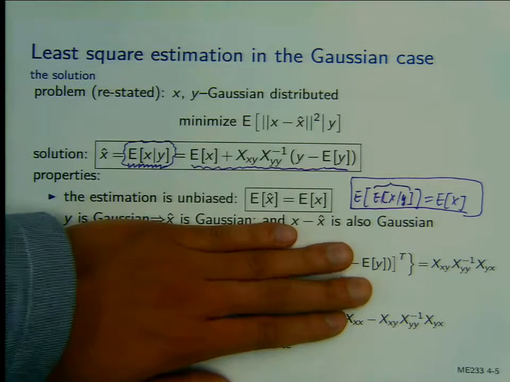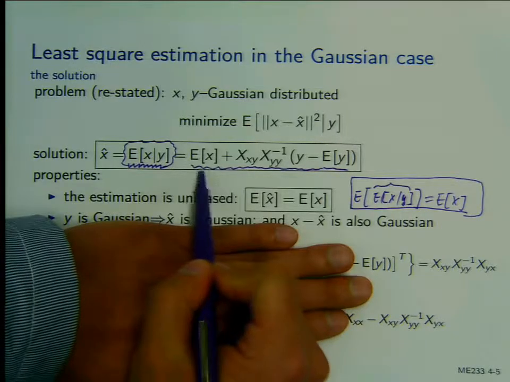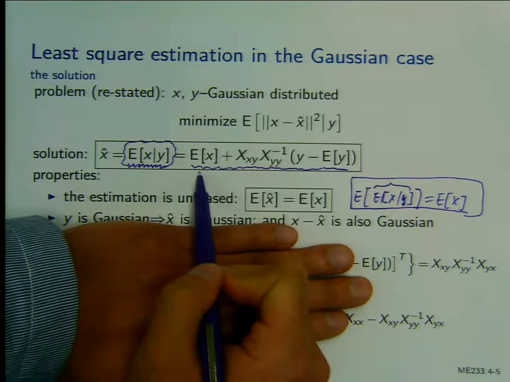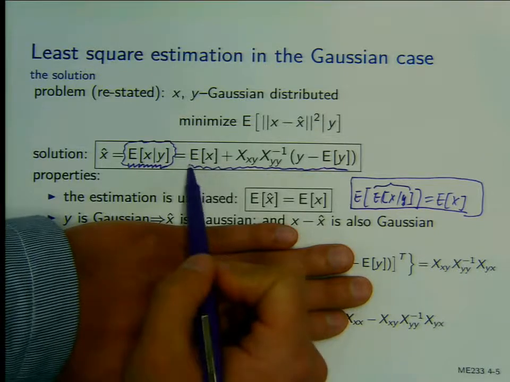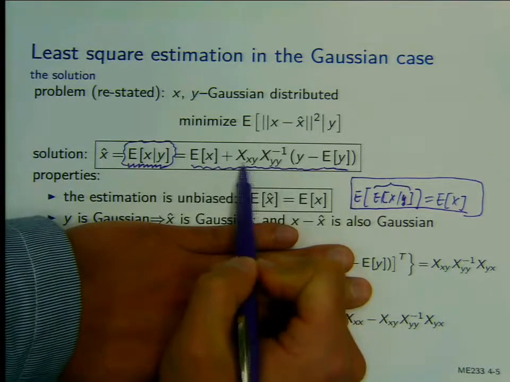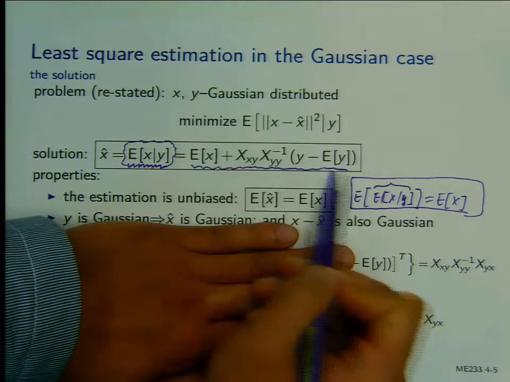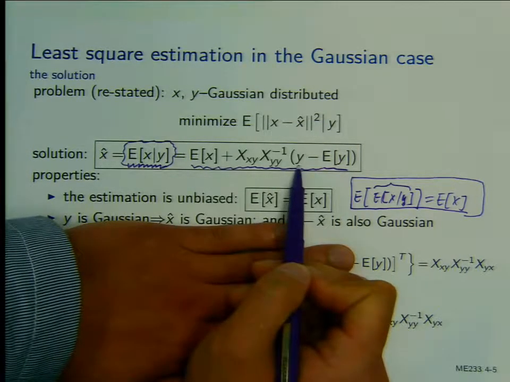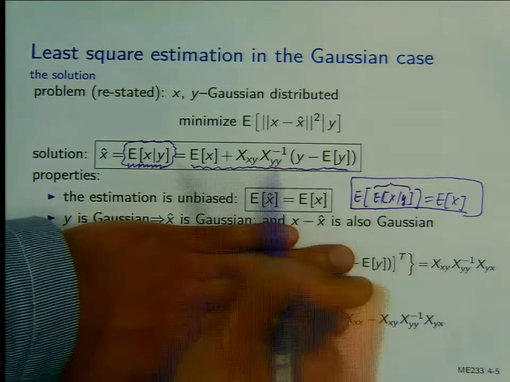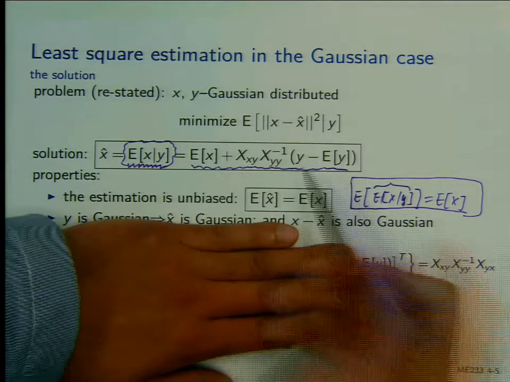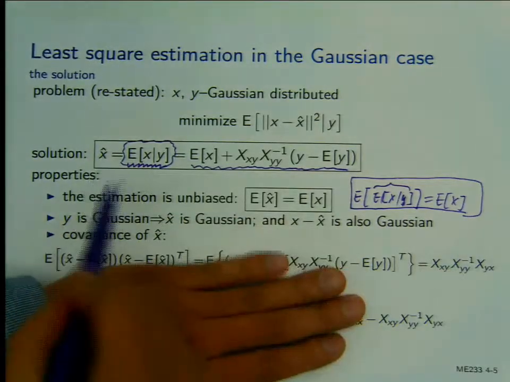But it is Gaussian. See, expectation of x, is this deterministic or random? It's a constant value, right? Also, in this case, these are just constant matrices. Constant, constant, constant. Only randomness is y. Y is Gaussian, so this is Gaussian, because it's a linear function of a Gaussian, right? So x hat is Gaussian.